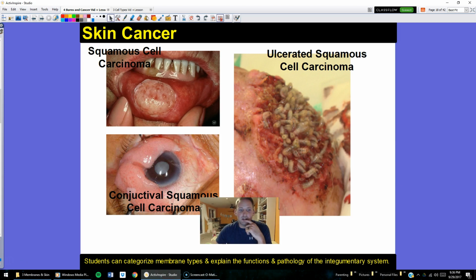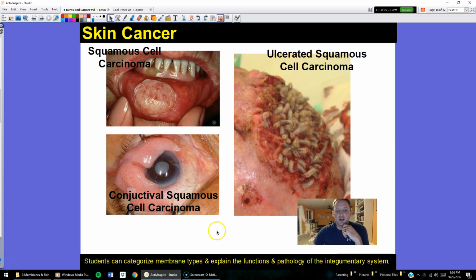These are 3 pictures of squamous cell carcinomas. It doesn't just have to happen in your skin. It can happen in the sun-exposed skin. It can happen in the mucosa also, because they're stratified squamous in the mucosa inside your mouth. So this is a tumor inside your mouth, a carcinoma inside your mouth. This is also in the conjunctiva. So conjunctival squamous cell carcinoma is a tumor in your eye of that same kind of tissue, that squamous tissue.